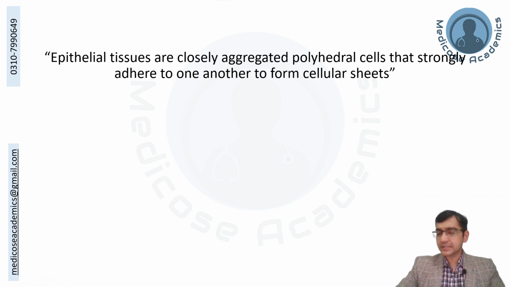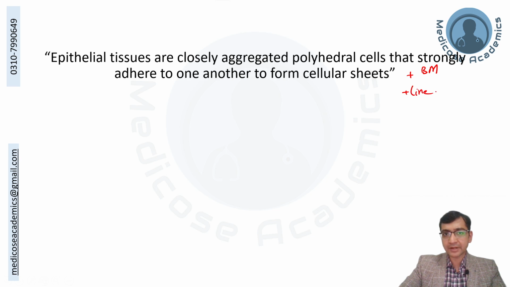By now we have discussed the epithelium. So epithelium, what was the epithelium? It was an aggregate of polyhedral cells that were strongly adherent to one another, forming sheaths. In the definition, we also discussed that there was a basement membrane, plus they lined the cavities too. So I'm focusing on this part.